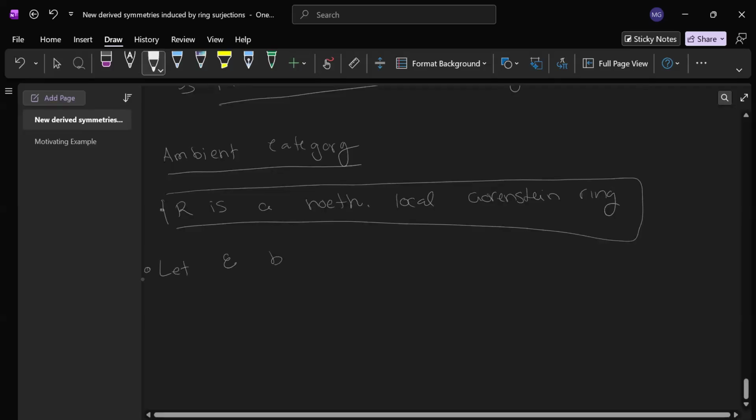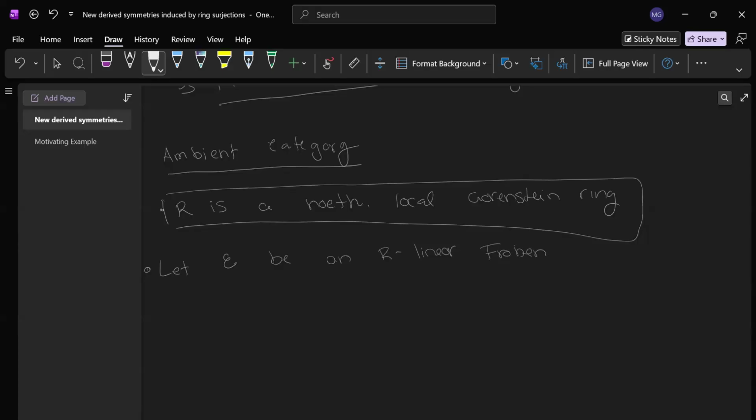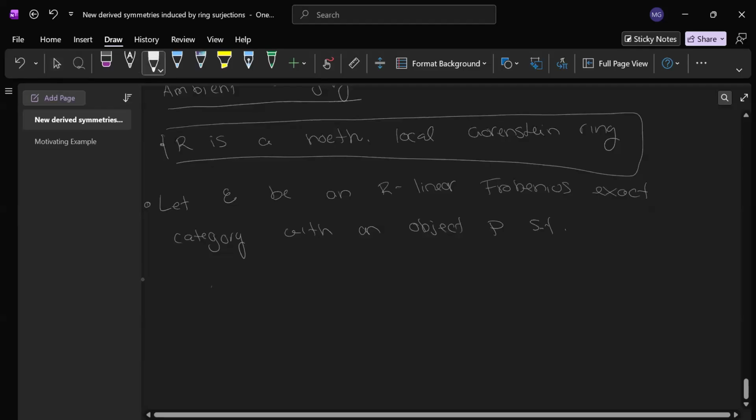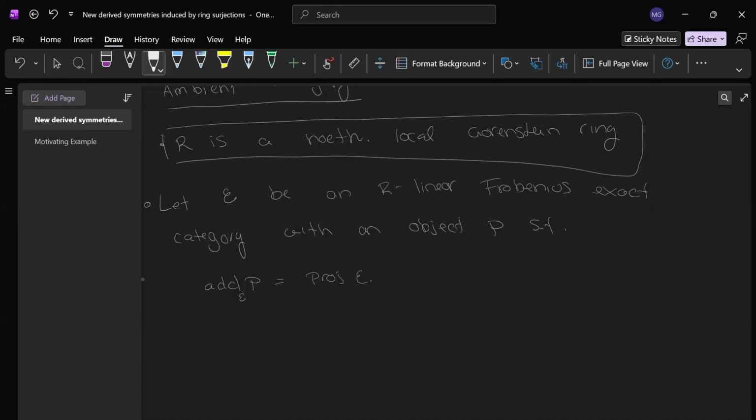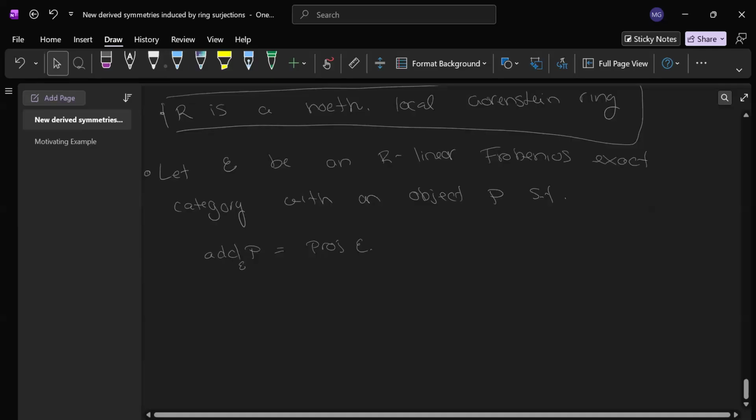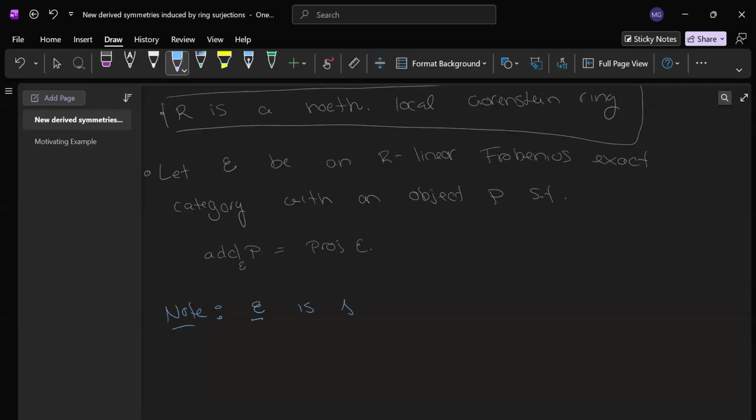And then we're going to let E be an R-linear Frobenius exact category with an object P such that add of P is all of the projectives in E. So just as a quick note, under these assumptions, the stable category of E is triangulated, and it has a suspension functor, which we'll denote as sigma. Okay.